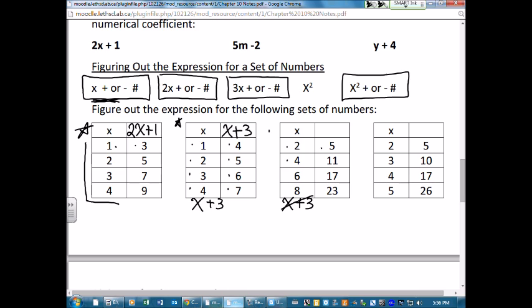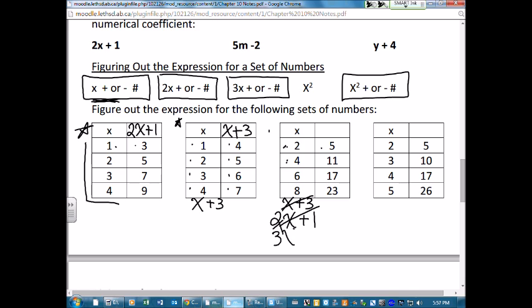So now I'm going to go to 2x. So back up to the 2, up to the very beginning. 2 times 2 is 4. I'd have to add 1 to it to get to 5. So my expression is 2x plus 1. Let's try this one. If x is 4, 2 times 4 is 8, plus 1 is 9. That still didn't work.